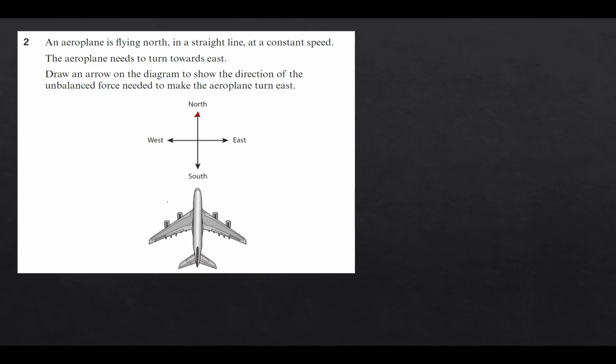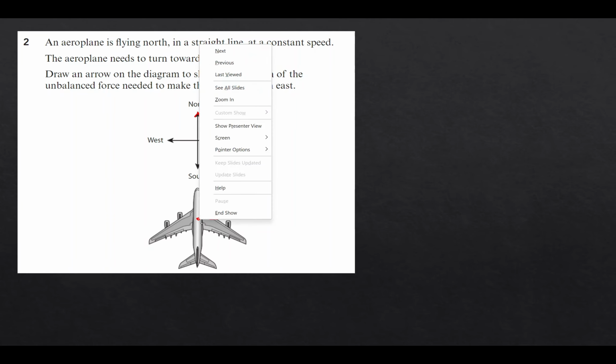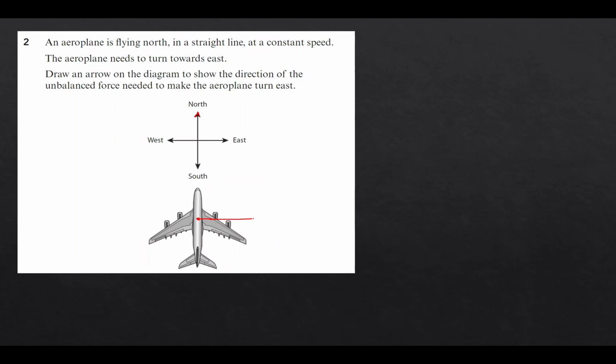It is flying straight. If I want it to go towards east, then I have to apply a force to the right. So, if I take my aeroplane and if I apply a force to the right, this creates an unbalanced force which causes the aeroplane to move towards east. So this will be the answer to our question.